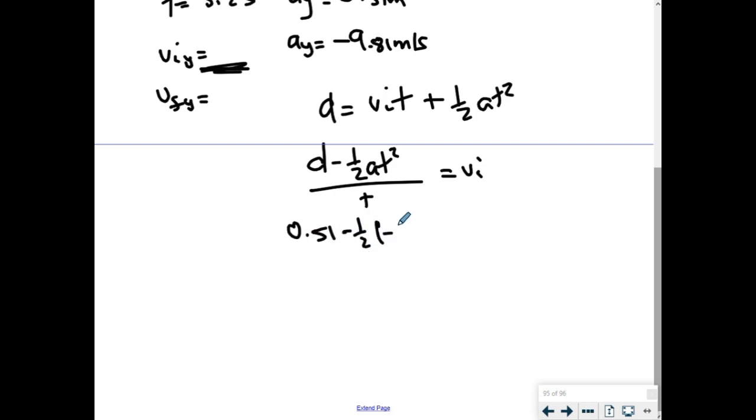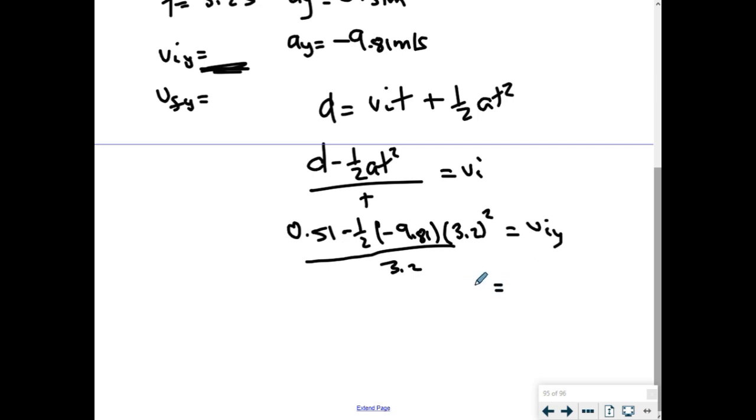Acceleration is negative 9.81. The reason I need to use the negative is that distance was up, but gravity's down. Time was 3.2 seconds. And then I have to divide by 3.2. This will give me a velocity initial in the y direction. So 0.51 subtract a half times negative 9.81 times 3.2 squared, and then divide by an extra 3.2.